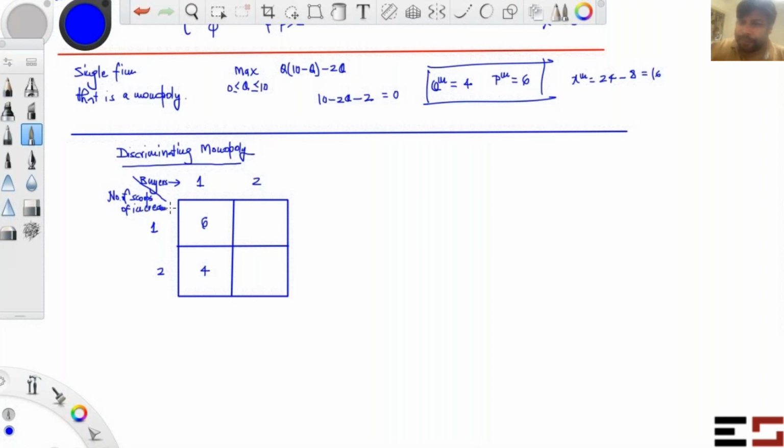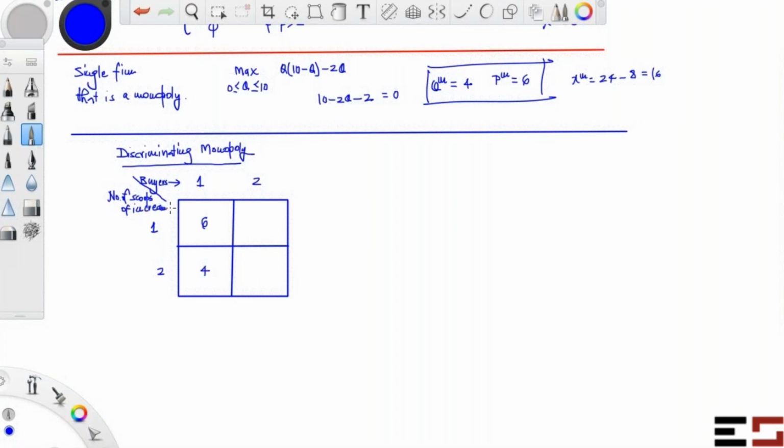Because in that case, the price will be 6. So he'll be paying 6 and he'll be deriving value worth 6 from that 1 scoop. So the net benefit of buying this 1 scoop of ice cream is 0, which is also the case if he doesn't buy the ice cream. Is that okay? Yes or no? So this is what you mean by marginal valuation.